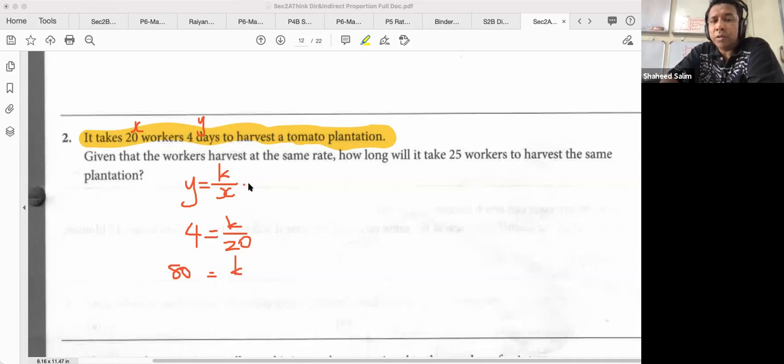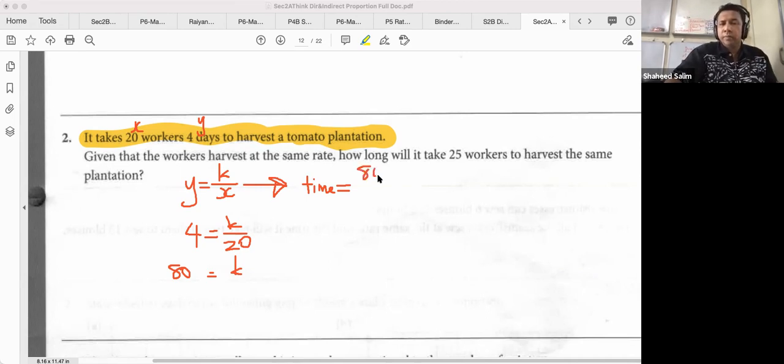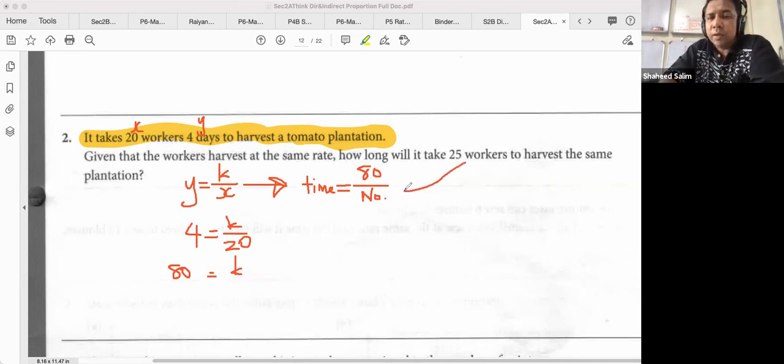Now we rewrite the formula. Remember, this is now the formula, so we change it now. We can write time even. No problem. We can write time equals to k, which is 80, over number of workers. I put N O, number. So now they ask you if there's 25 workers, how long will it take? Just substitute in now. You can find the time.